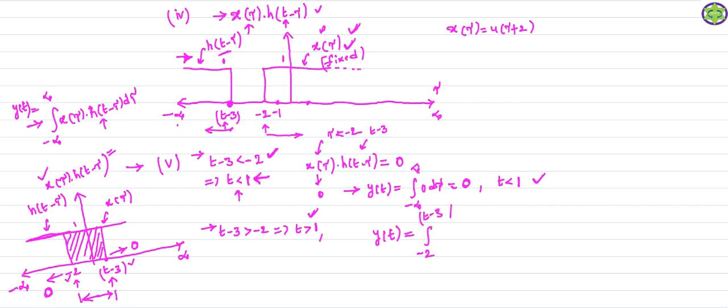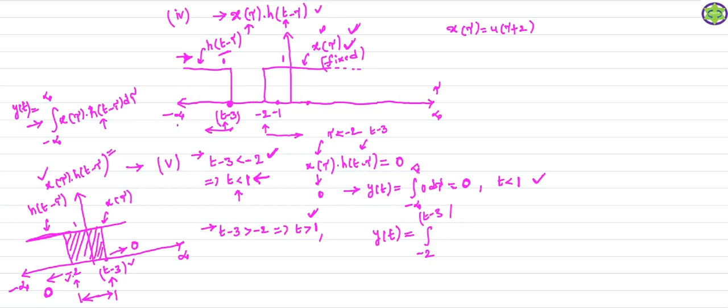No need to consider minus infinity to minus 2 because one of your signals is going to be 0, and 0 multiplied by anything is 0. Therefore, no need to consider that interval. So only consider the interval minus 2 to t minus 3. t minus 3 to infinity, no need to consider; here also the product is 0. Only consider the overlapping region, which is minus 2 to t minus 3.